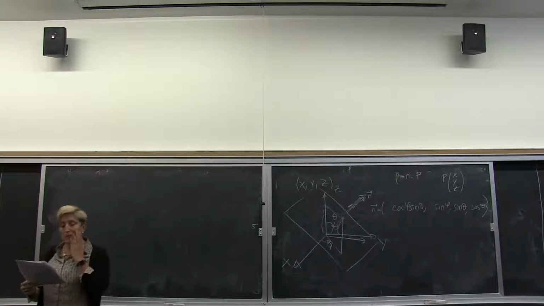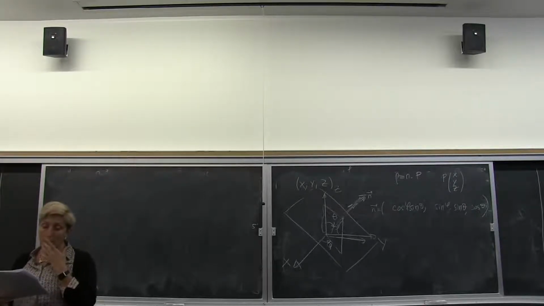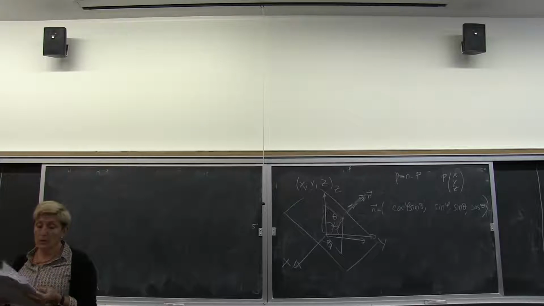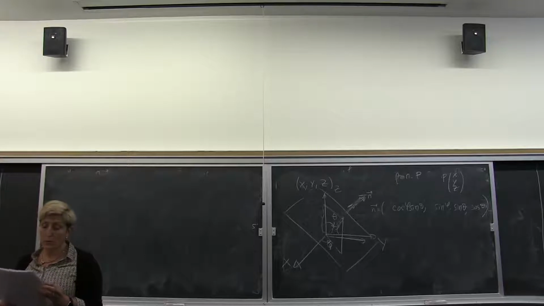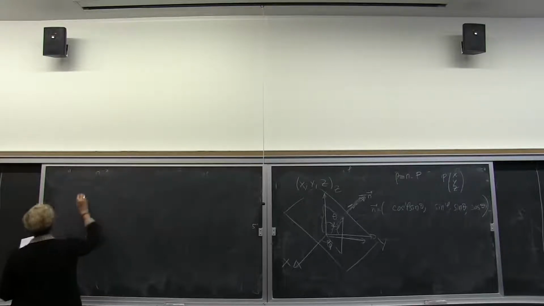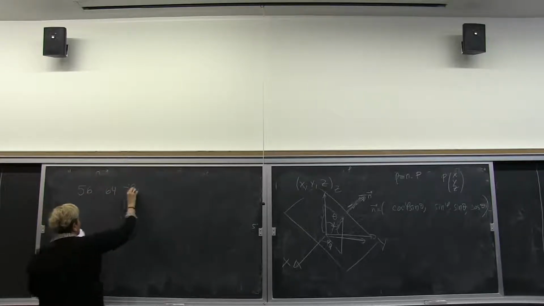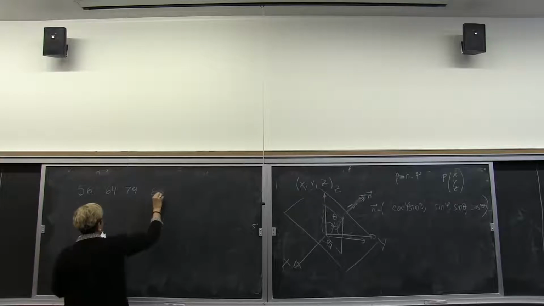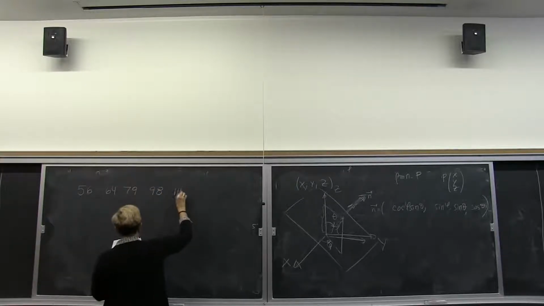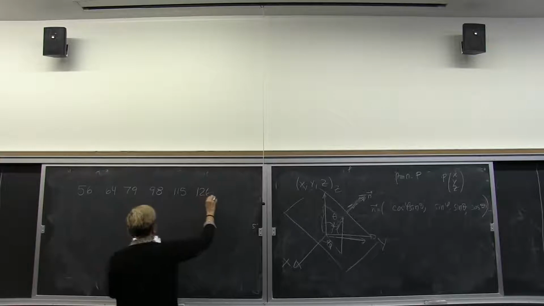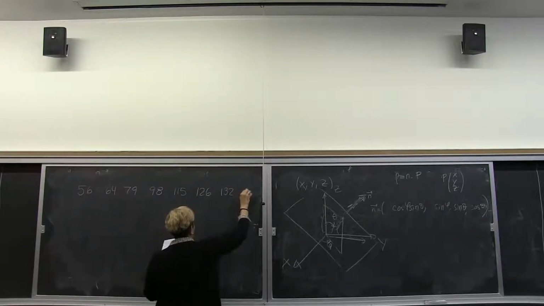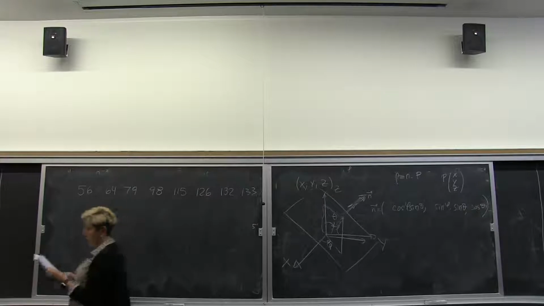All right, so the third question, second problem, is about feature detection and description. It says to give a mask that can be used to approximate the first derivative of a 1D image, and to apply it to the image given below. So the gray values are 56, 64, 79, 98, 115, 136, 132, and 133. Okay.